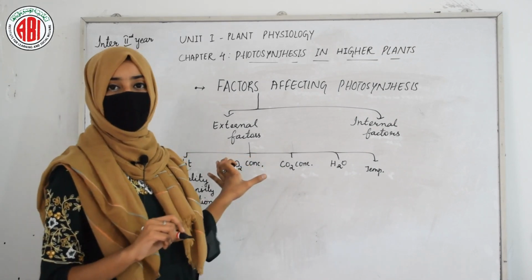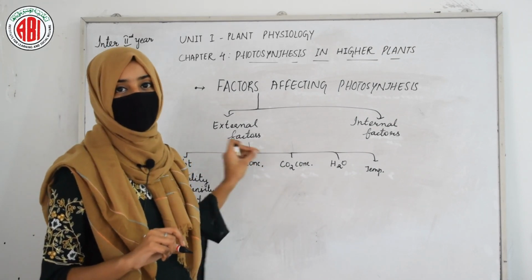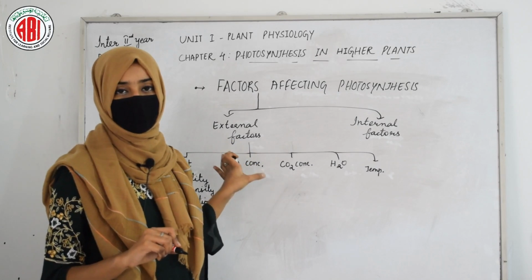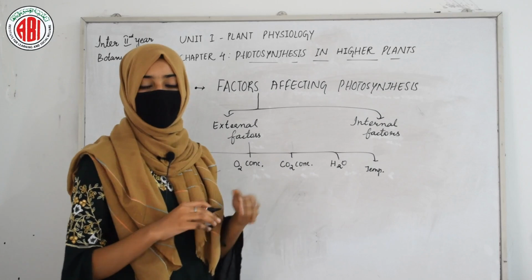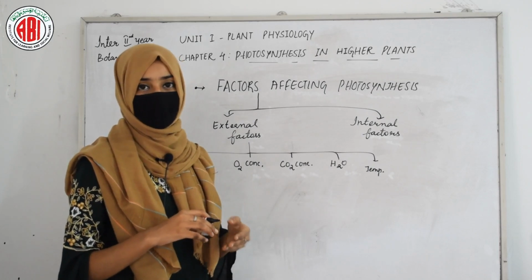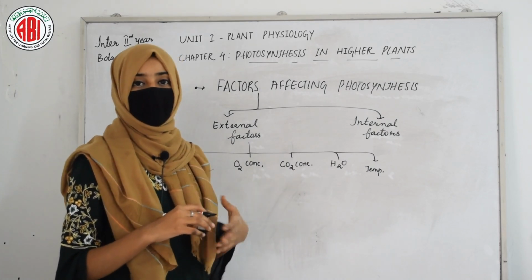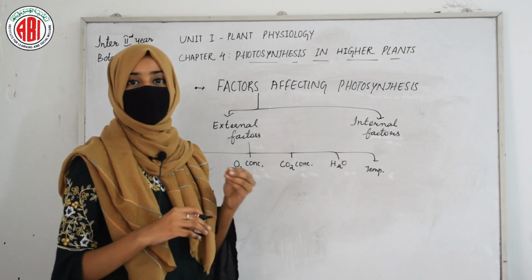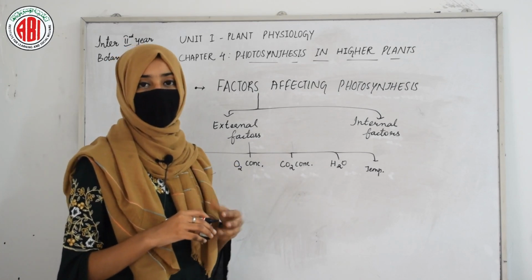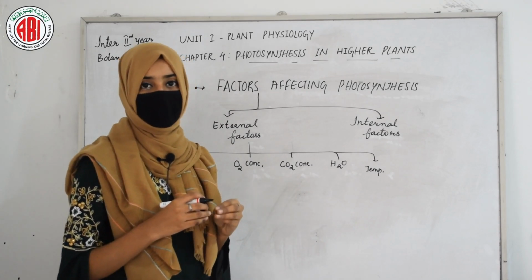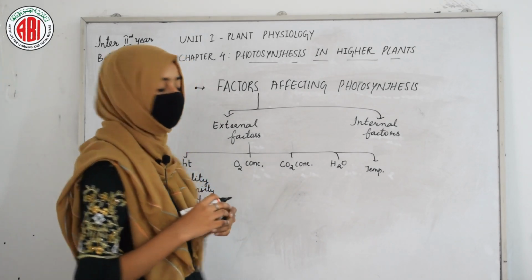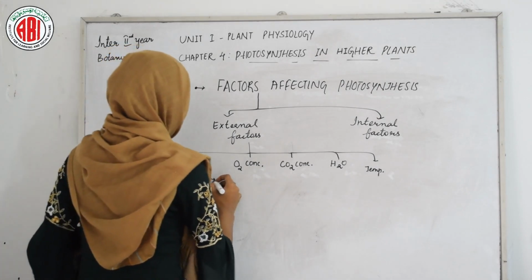Quality of light is nothing but which type of wavelength is available for the process of photosynthesis. In the last sessions we have already discussed the absorption spectrum and action spectrum, where I explained the wavelengths, and we know blue and red are the wavelengths that are absorbed easily by the chlorophyll pigment. So the quality means wavelength.